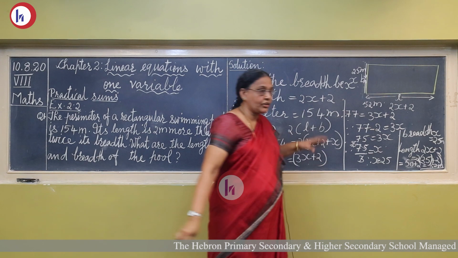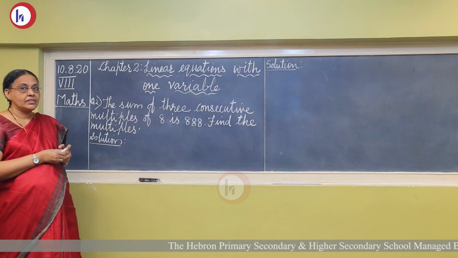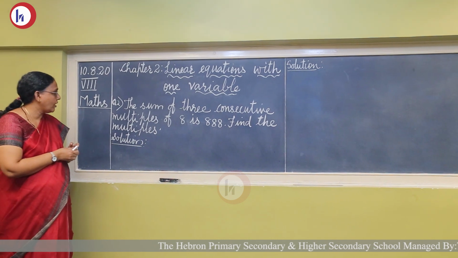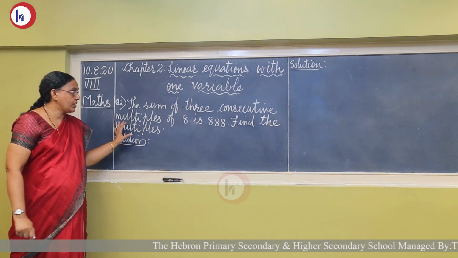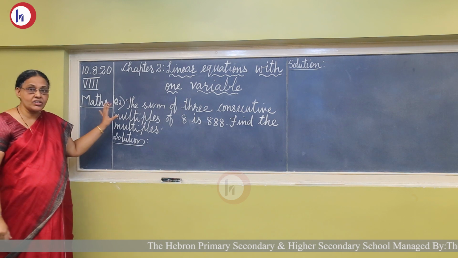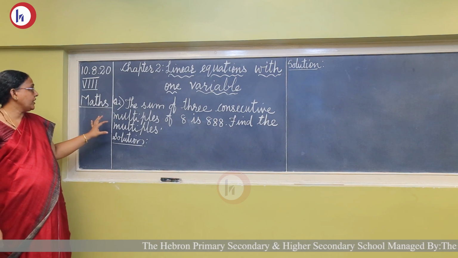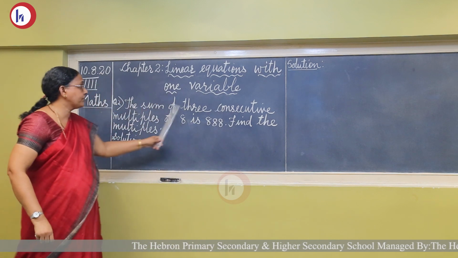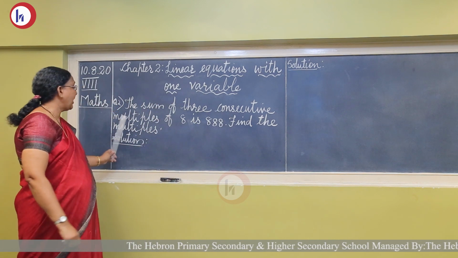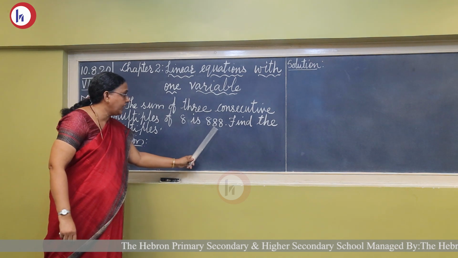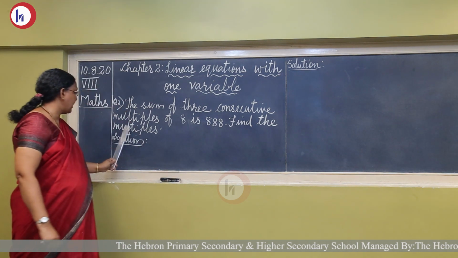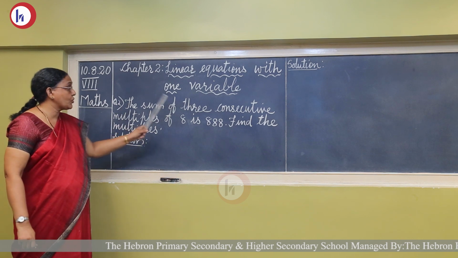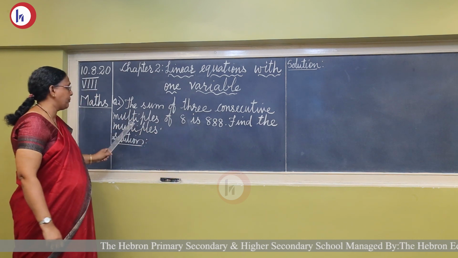That will be the length and breadth of the swimming pool. Come on students, we will solve another one of the sums which comes under the practical sums. Here it is written: the sum of 3 consecutive multiples of 8 is 888. Find the multiples. Here the multiples are not given, it is just told that they are 3 consecutive multiples.